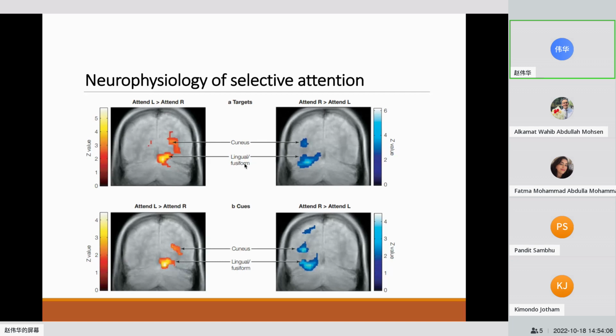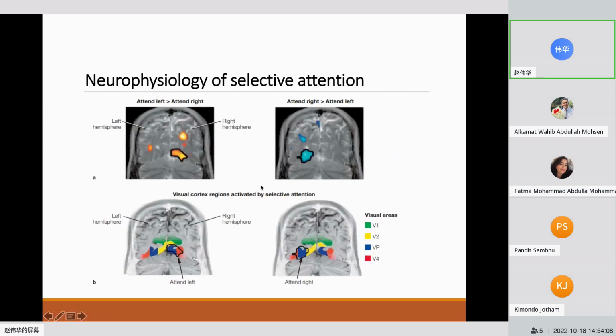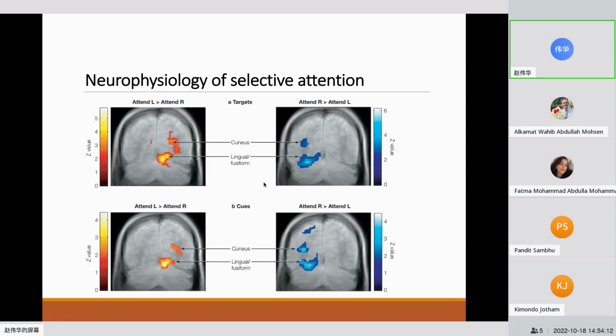And when these same regions of the visual cortex were investigated before the targets, there are 2 conditions. One is target, the other one is cue. Cue means before the target actually appeared, but after the cue was presented, a preparatory priming of these areas can be observed as increased activity.